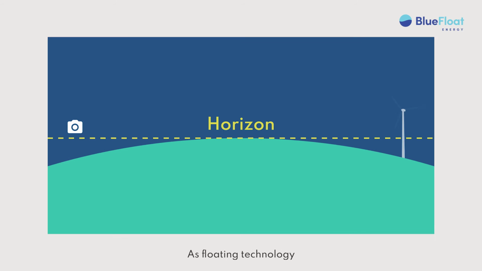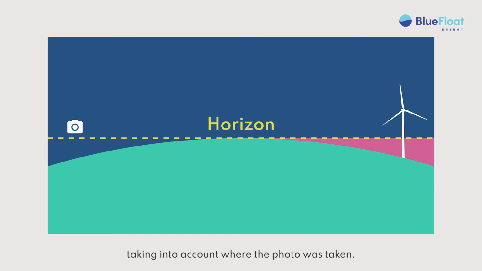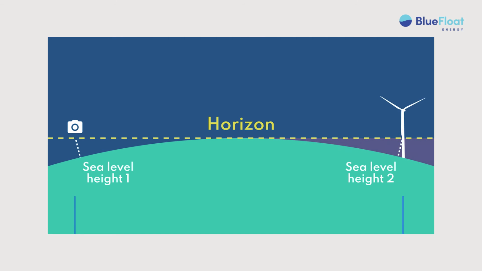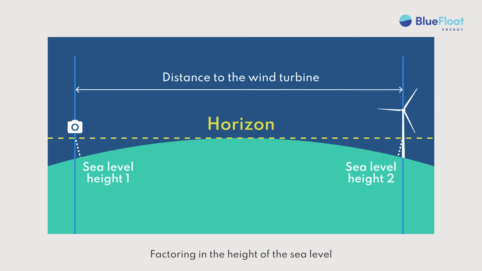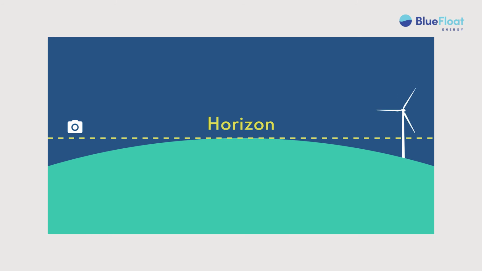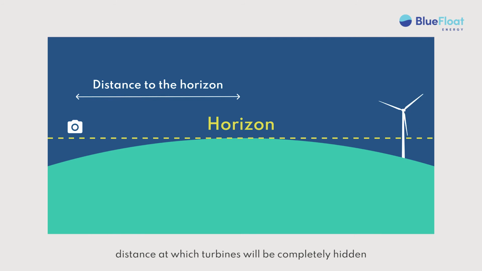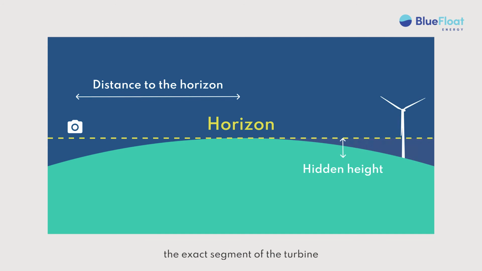As floating technology allows us to go much further offshore and the Earth is not flat, turbines can be hidden behind the horizon. We need to calculate exactly to what extent the turbines will be hidden, taking into account where the photo was taken. Factoring in the height of the sea level and the distance to the turbine, we obtain critical information. Horizon distance, distance at which turbines will be completely hidden behind the horizon and thus invisible. Hidden height, the exact segment of the turbine which is hidden behind the horizon.